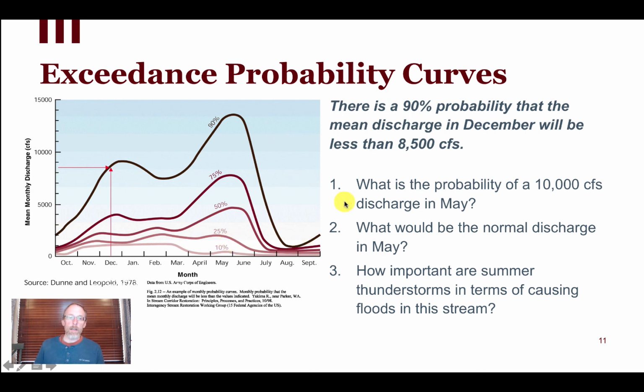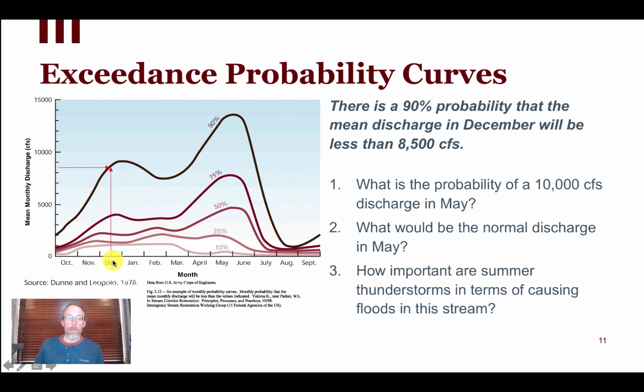Okay, our exceedance probability curves. This is a set of curves that shows, for any month of the year for a particular stream, in this case the Yakima River near Parker, Washington, what the maximum probable discharges are for that stream.